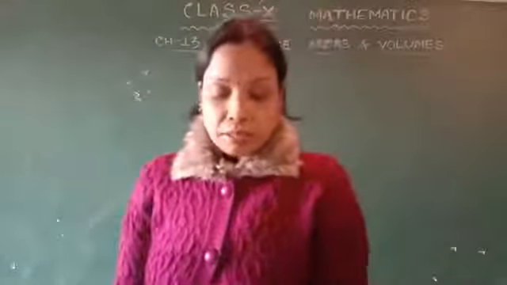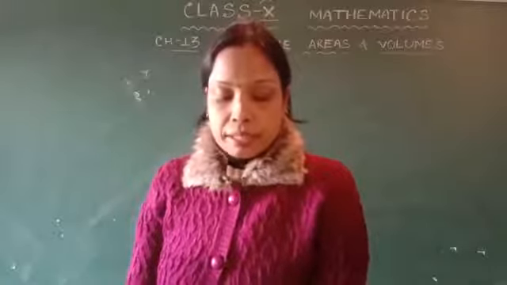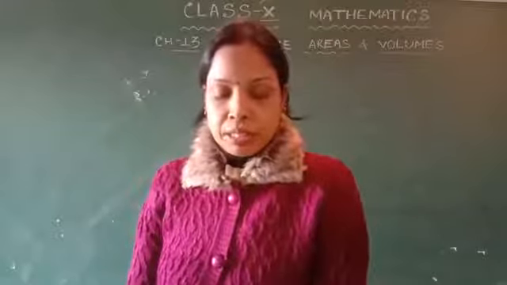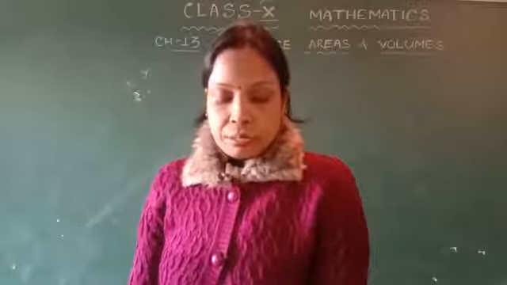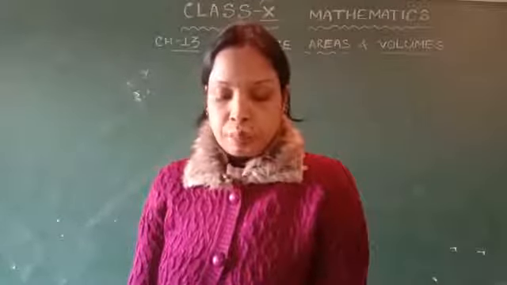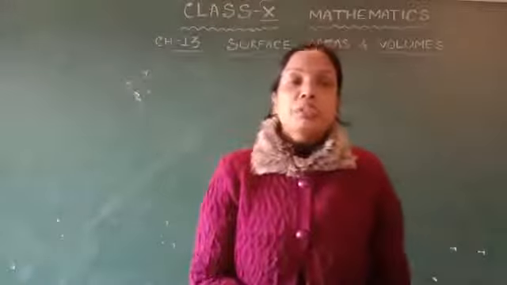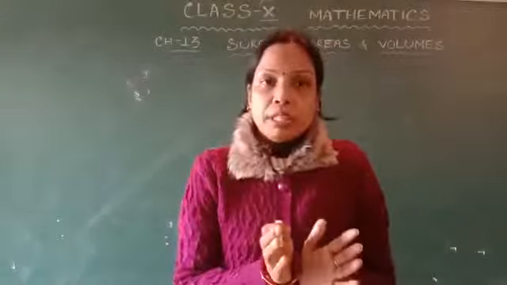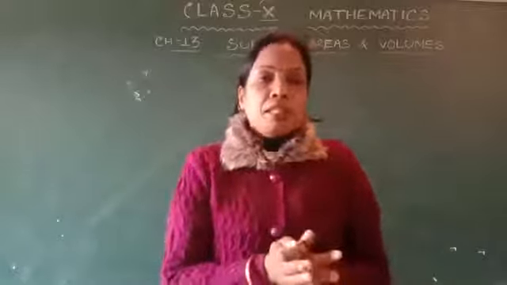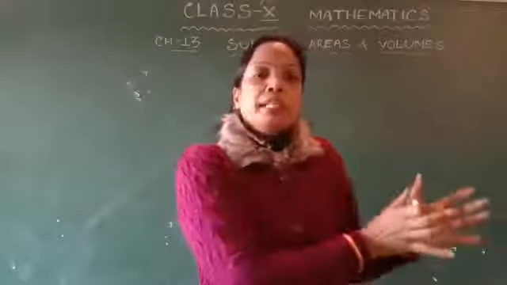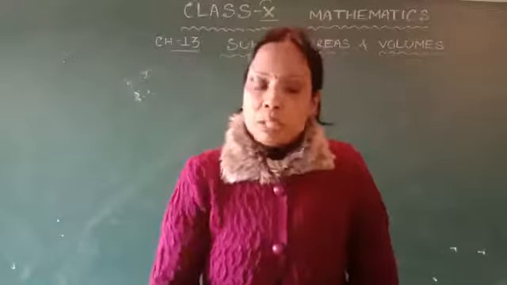So example 8: a cone of height 24 cm and radius of base 6 cm is made up of modeling clay. A child reshapes it in the form of a sphere. Find the radius of the sphere. That means, according to our question, there is a cone-shaped solid, then it is converted into the shape of a sphere. That means the volume of the first solid, the cone, is also equal to the volume of the sphere. Okay.